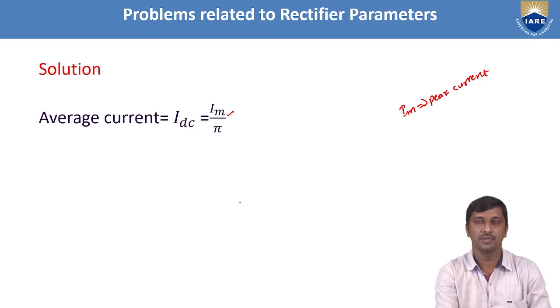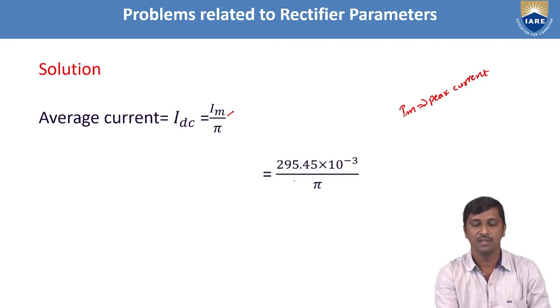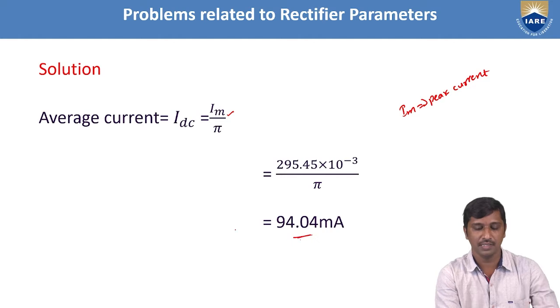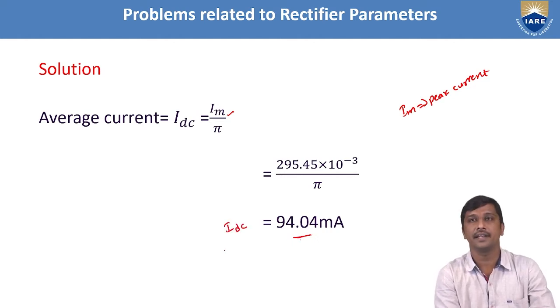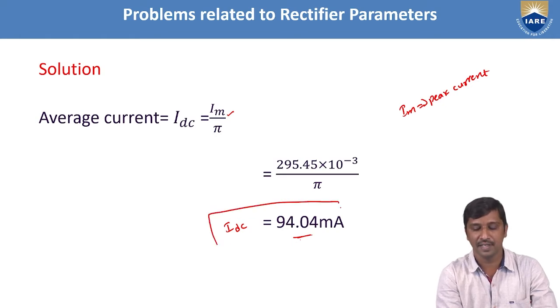Now we can substitute the peak value of current. Just now we observed that it is 295.45 milliamps, so milli is 10 to the power of minus 3, divided by pi. Solving this ratio gives 94.04 milliamps. So this is the DC current or average current of the given rectifier.